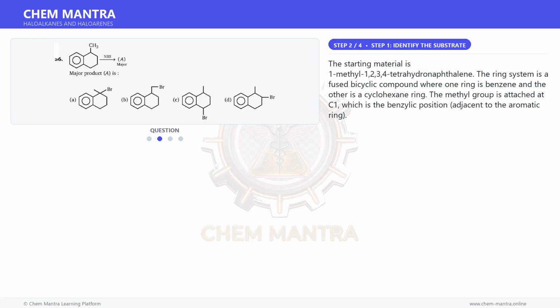Moving on to the next step. The starting material is 1-methyl-1,2,3,4-tetrahydronaphthalene. The ring system is a fused bicyclic compound where one ring is benzene and the other is a cyclohexane ring. The methyl group is attached at C1, which is the benzylic position adjacent to the aromatic ring.